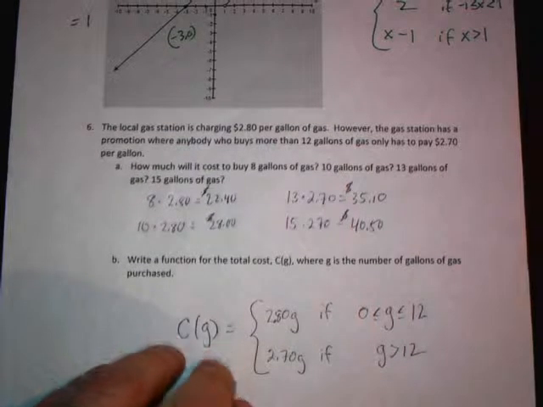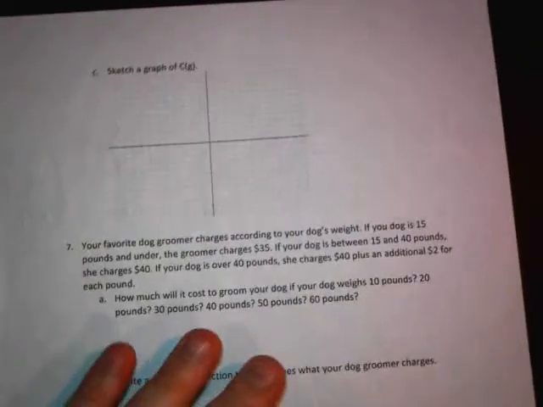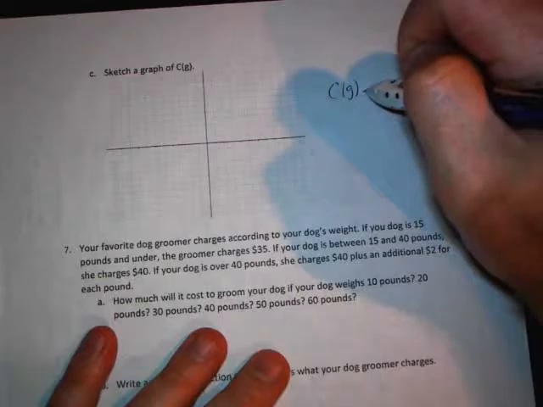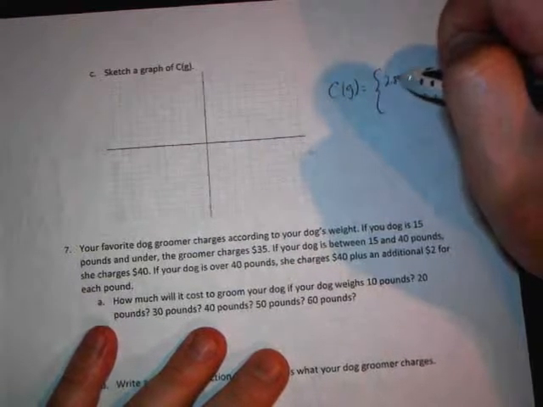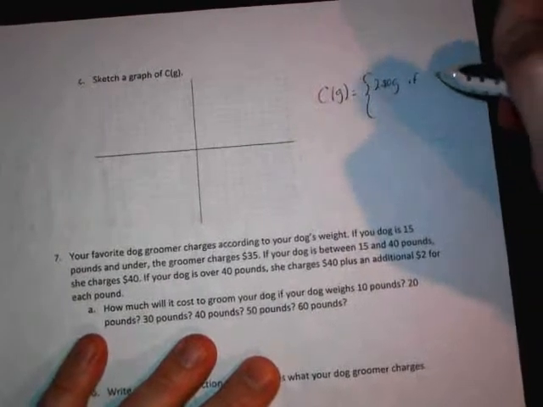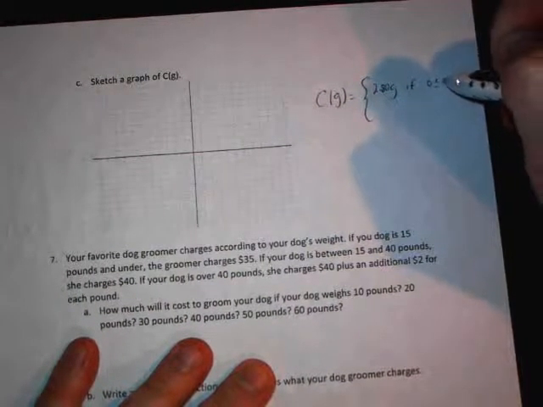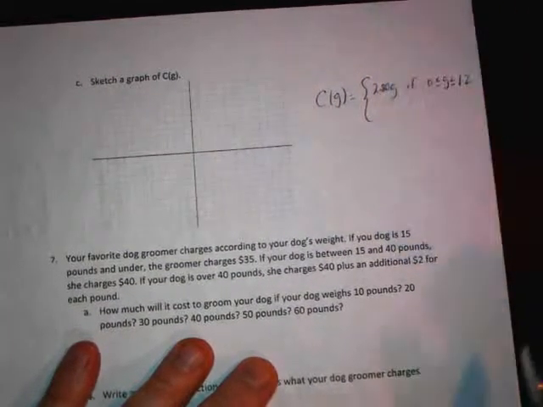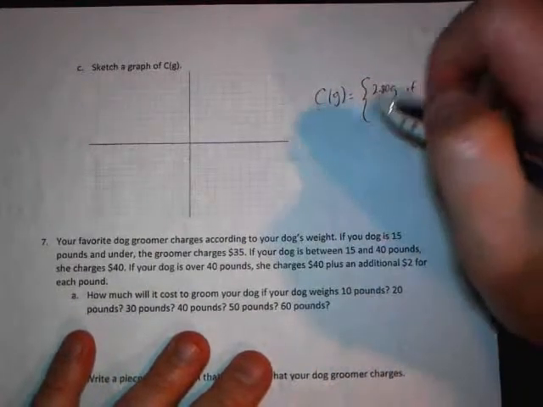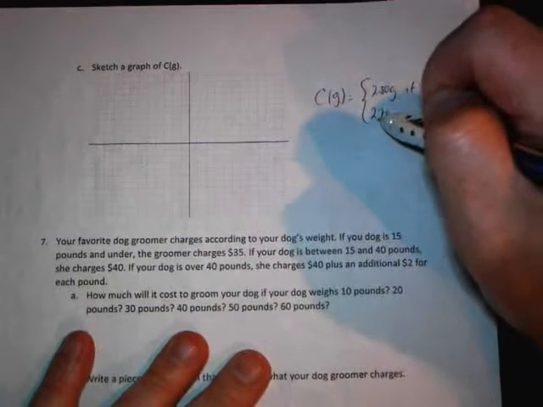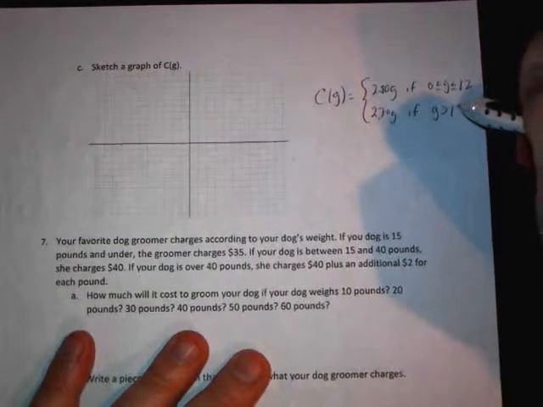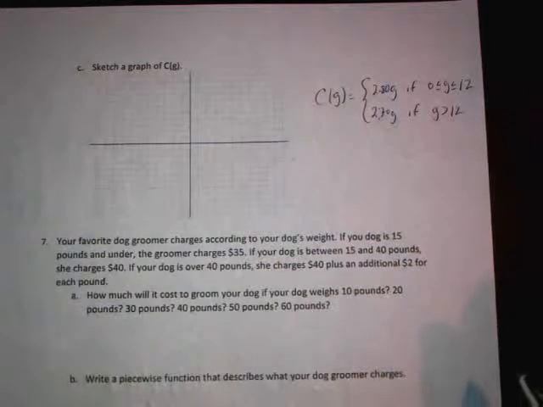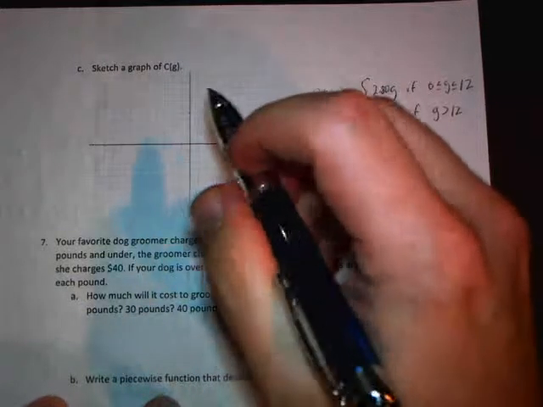Okay, then it asks to graph. I'm going to write my function down again here just so I have it. C of G is 280G if I bought between 0 and 12 gallons, and it was 270G if I bought more than 12 gallons.